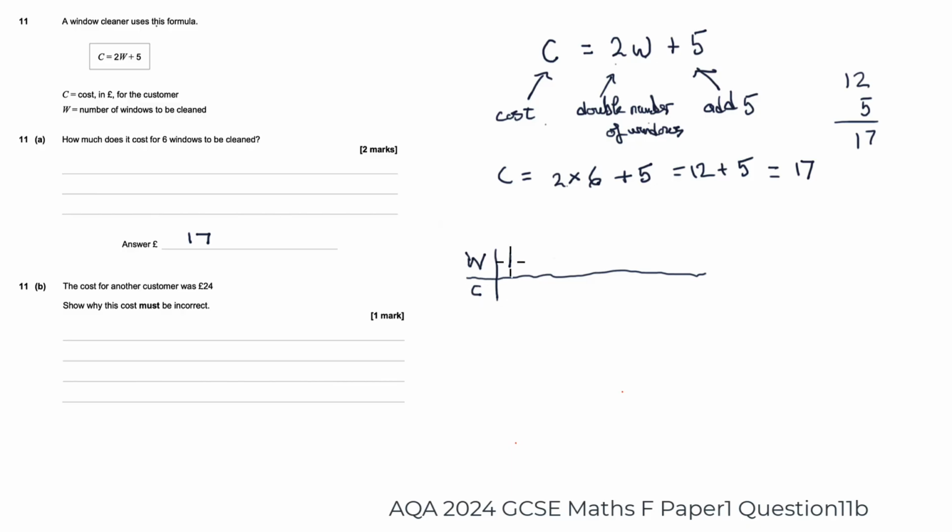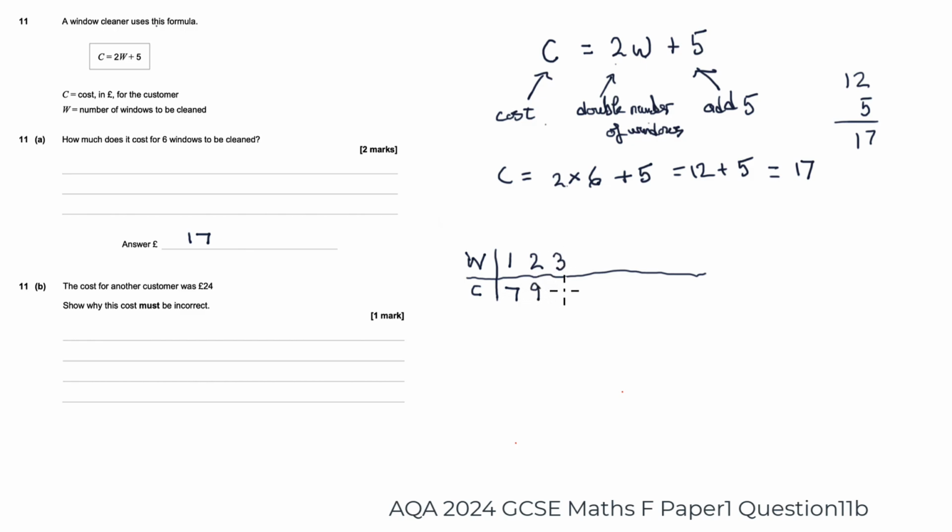So for instance, a house with one window, you double the number of windows, that's 2, and add 5. That'll give us 7. Cost of 7. House with 2 windows, doubling 2 gives us 4. Add 5 and you get 9.